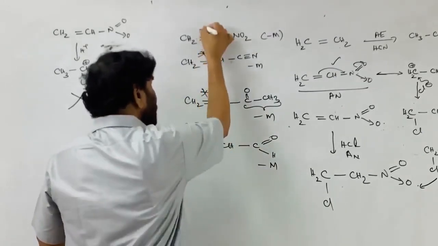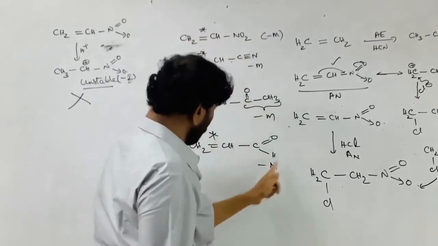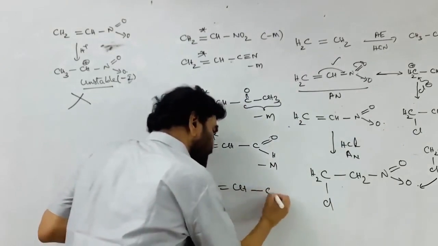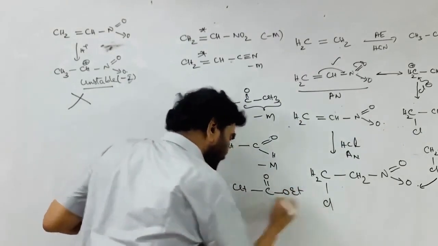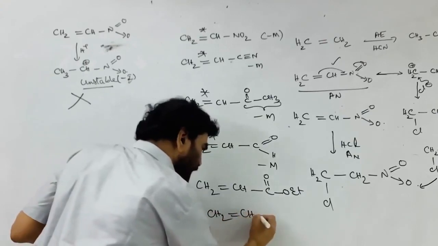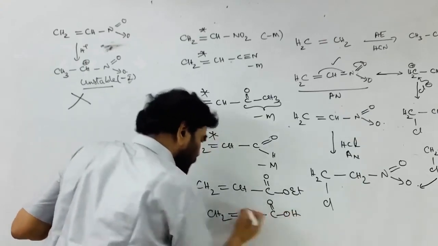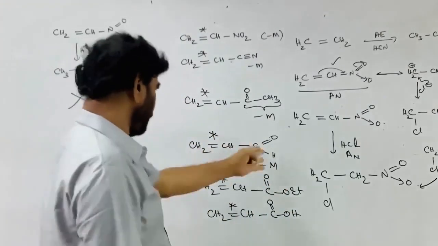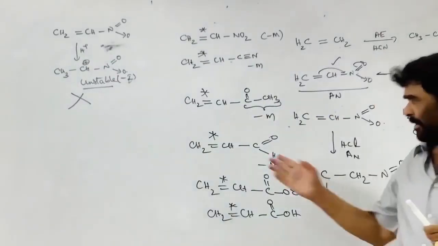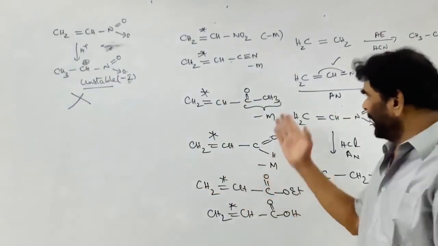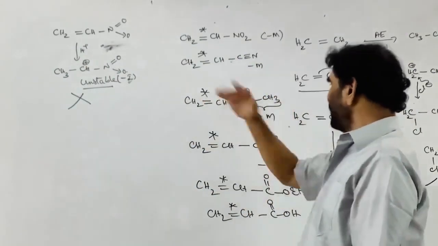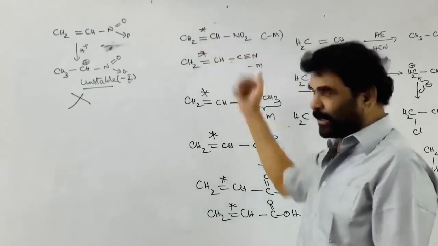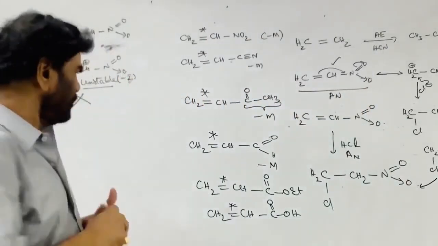We are focusing on the ethylenic center with the -M groups. Or CH2 double bond CH, C double bond O OEt. CH2 double bond CH, C double bond O OH. These are acrylic acid and ethyl acrylate. This is called acraldehyde, propanaldehyde. This is a ketone, methyl vinyl ketone. This is vinyl cyanide. This is nitroethene. These are all very simple molecules.